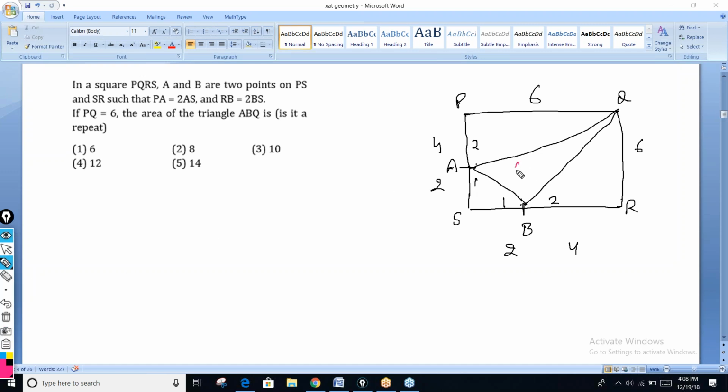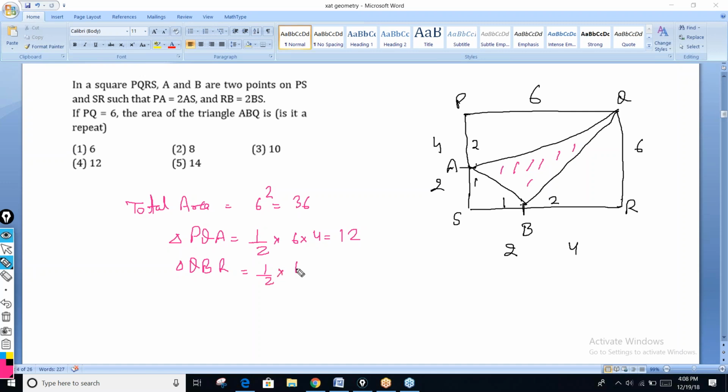So rather than finding the area of this triangle, what I can do is subtract the remaining area from the total area. What is the total area? The total area is 36. It is the square of side 6. What is the area of triangle PQA? The area of triangle PQA is half base into height, which is 6 into 4, 12. Similarly, what is the area of QBR? The QBR is also the same, half 6 into 4, 12.